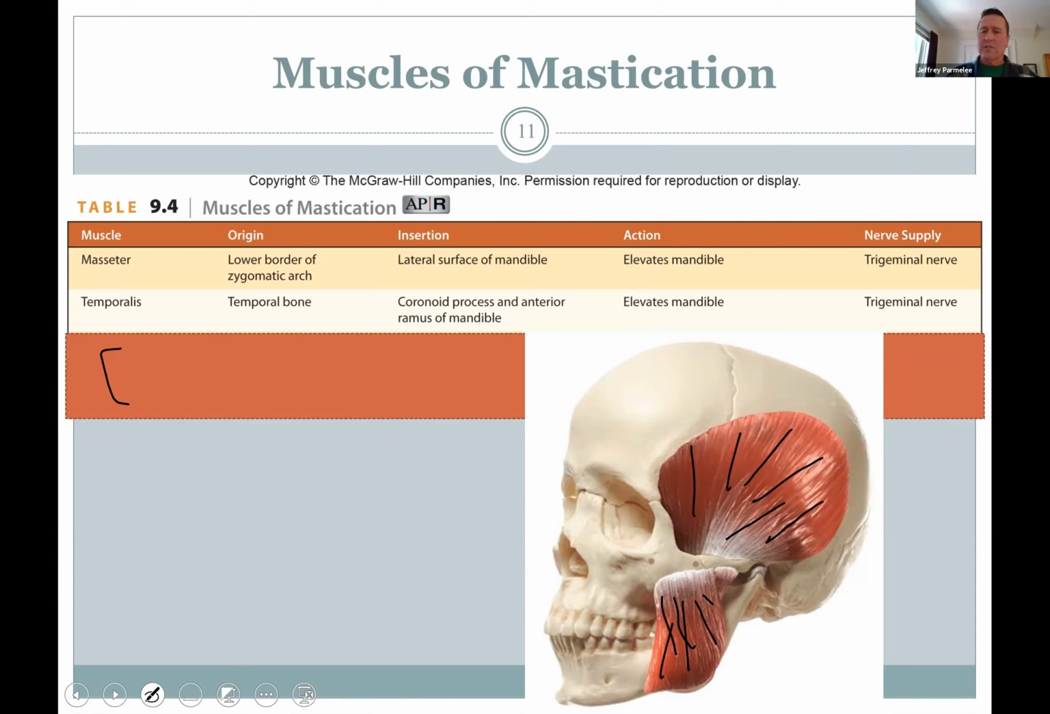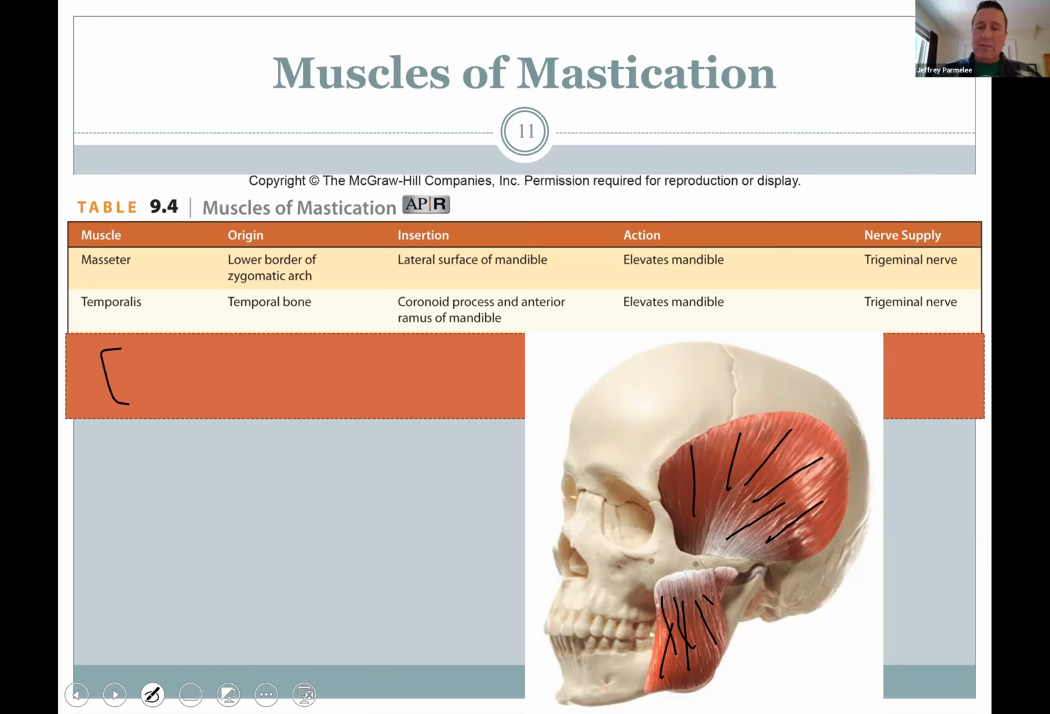And you also notice the direction of the fibers is a little different. You can see temporalis coming this way and masseter going this way. So temporalis is also going to retract the jaw to bring it in. And you can see that masseter is going to protract the jaw or push it out a little bit because of the direction of the fibers.